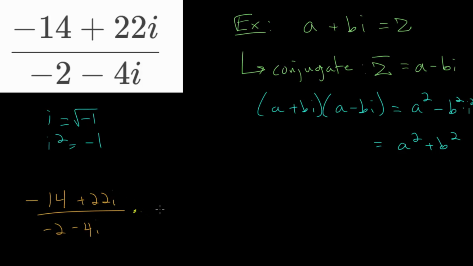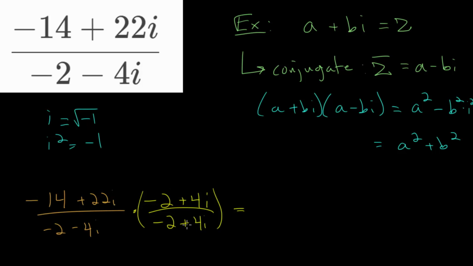So we multiply top and bottom by -2 plus 4i. We just make the sign on the imaginary part the opposite. But we have to do that in the numerator and denominator, so that really we're just multiplying by 1, since something divided by itself is always 1. And that way we don't change the number. So we carry out the multiplication now.